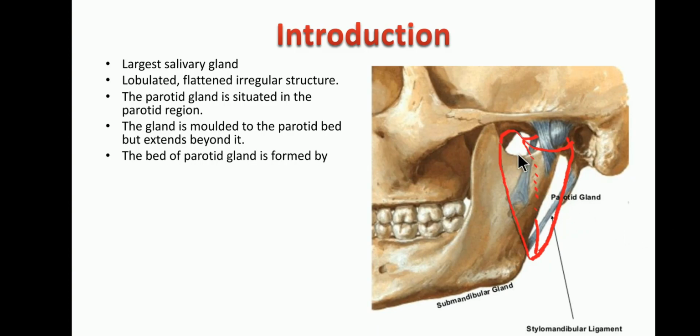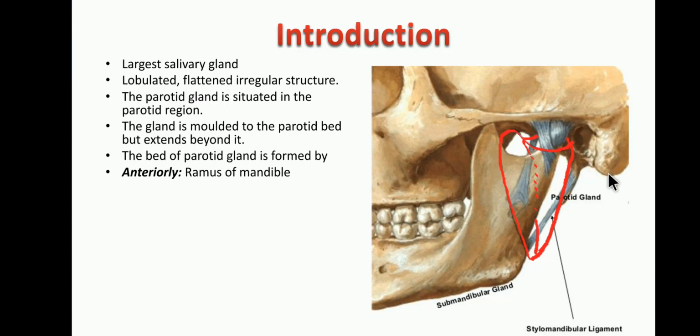Here you are able to see the outline of the parotid gland superimposed on the surrounding structures. Anteriorly, it is mainly related to the ramus of the mandible, and the gland itself is molded to the ramus. Okay, so it somewhat folds around the posterior border of the ramus of the mandible anteriorly. So that is one of the boundaries which you are able to see here.